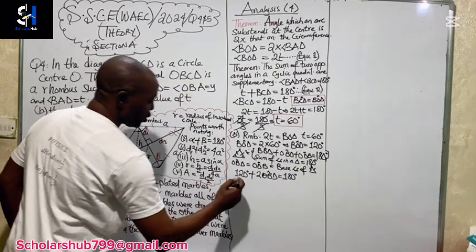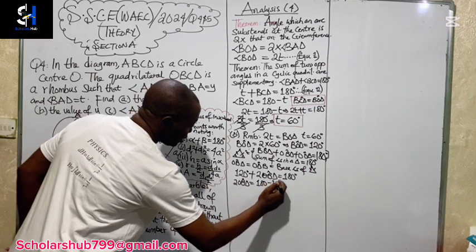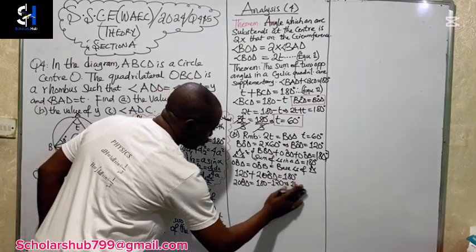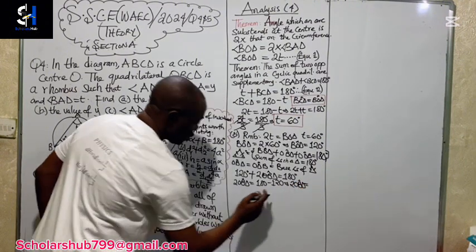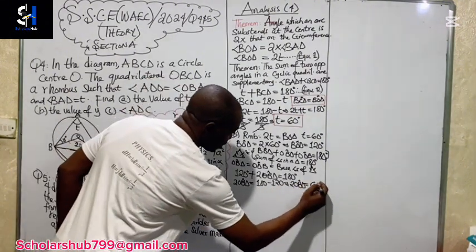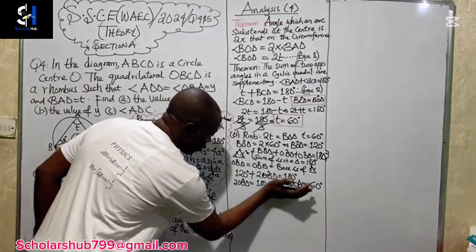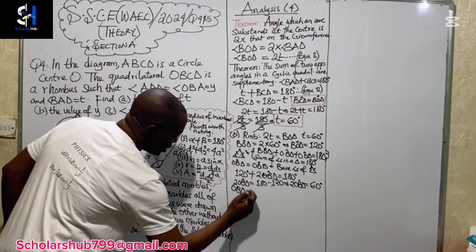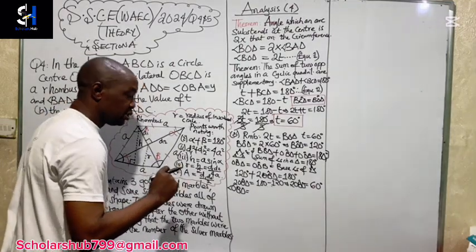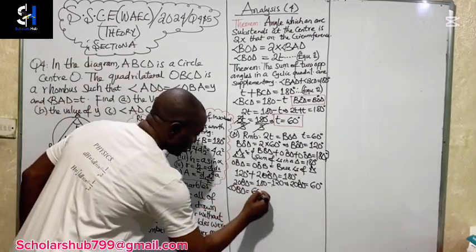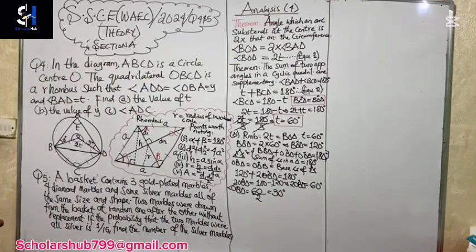So we move this to the other side, so that 2OBD will be equal to 180 minus 120. 180 minus 120 will be 60. So OBD can be equal to, when we divide both sides by 2, remember, write your reason, divide both sides by 2. We're going to have 60 divided by 2, and that equals 30 degrees.